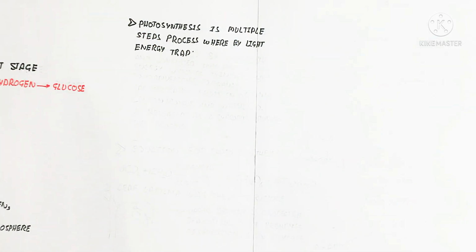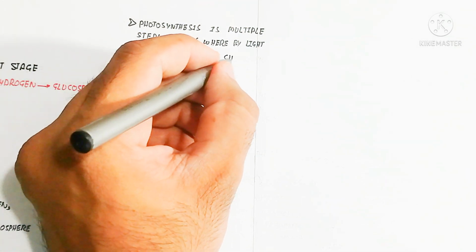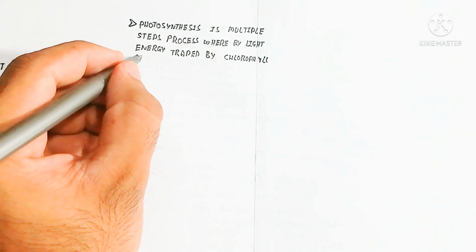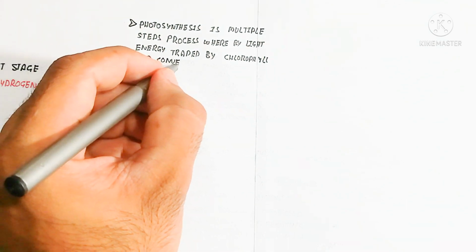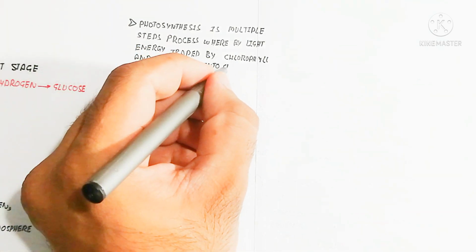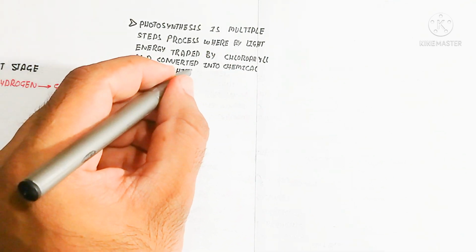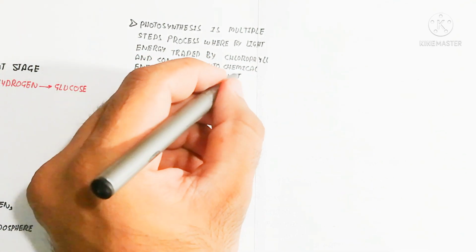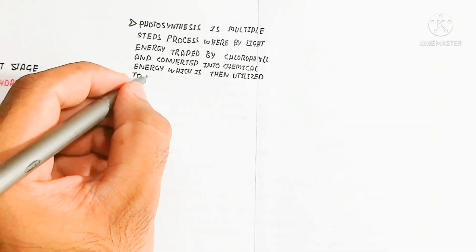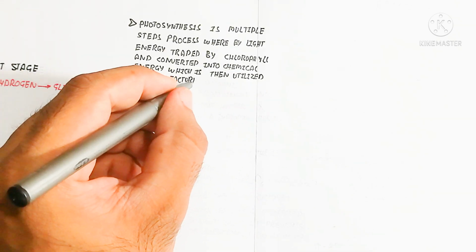Multiple steps mean one step is covered and the next steps will begin. So that is the process whereby light energy is trapped by chlorophyll. Chlorophyll is important for trapping light and converting it into chemical energy, which is then utilized to manufacture organic carbohydrates.